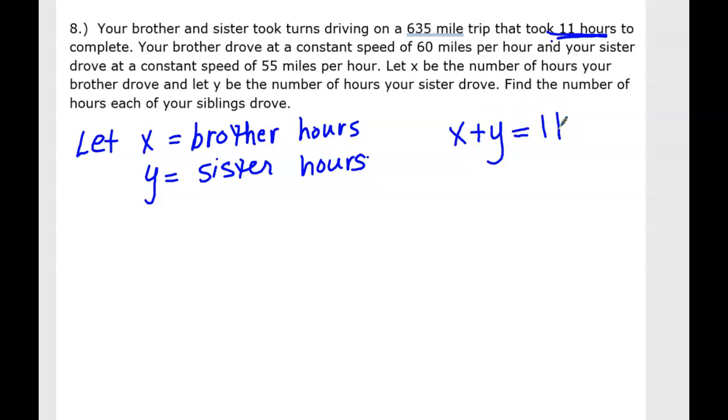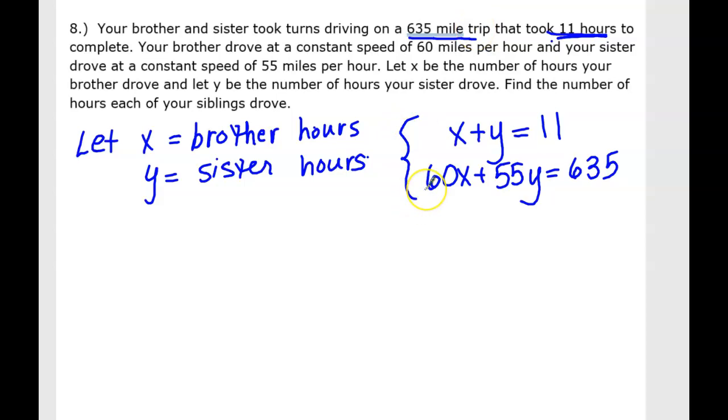The second equation has to do with driving 60 miles an hour. So your brother drove at a constant speed of 60 miles an hour. So 60 times X, okay, and then the sister drove at 55 miles per hour. So 55 miles per hour, which would be 55Y, and they drove 635 miles for the whole trip. Okay, so there's our equation. All right, we have two equations, two variables.